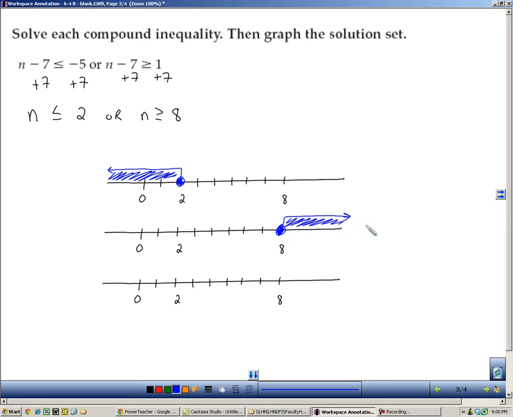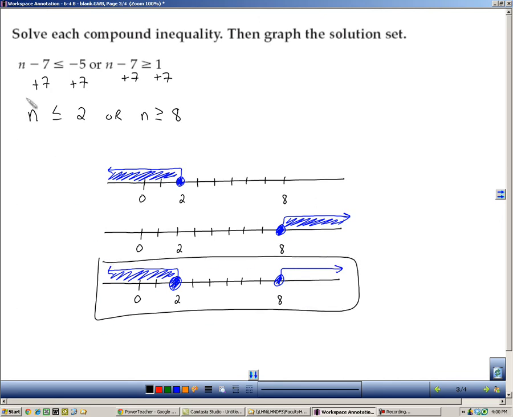Now, if this was an and problem, we would take where they overlap, and there would be no place to graph, because they don't overlap at all. But it's not. It's an or problem, which says take both of them, take the union of the two, or take what's in either one. So we'll take from the 2 to the left, from the 8 to the right. So we combine the two together, and this is what the graph looks like. And then my solution are all the numbers that are less than or equal to 2, but also, or they could be the numbers that are greater than or equal to 8.